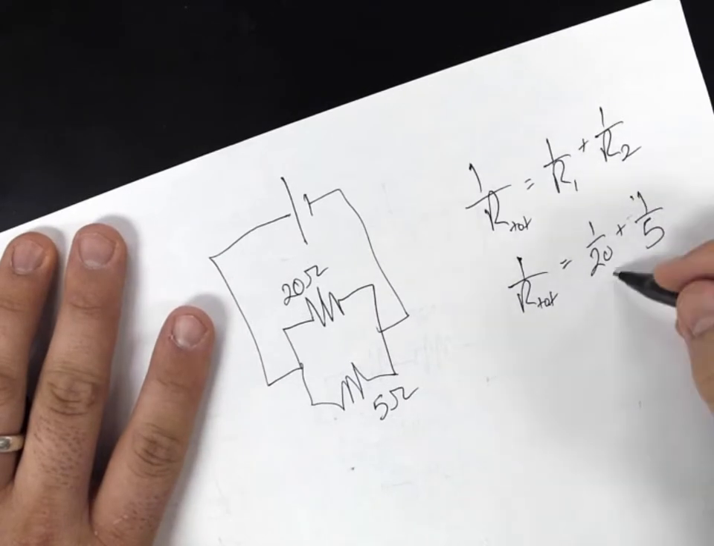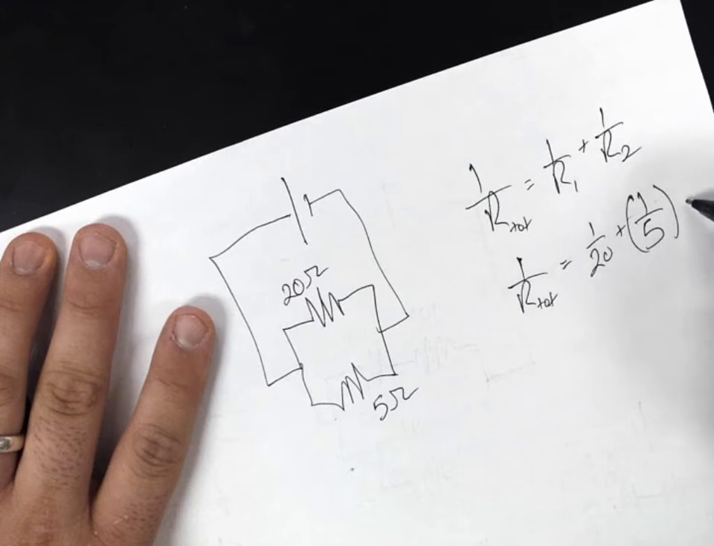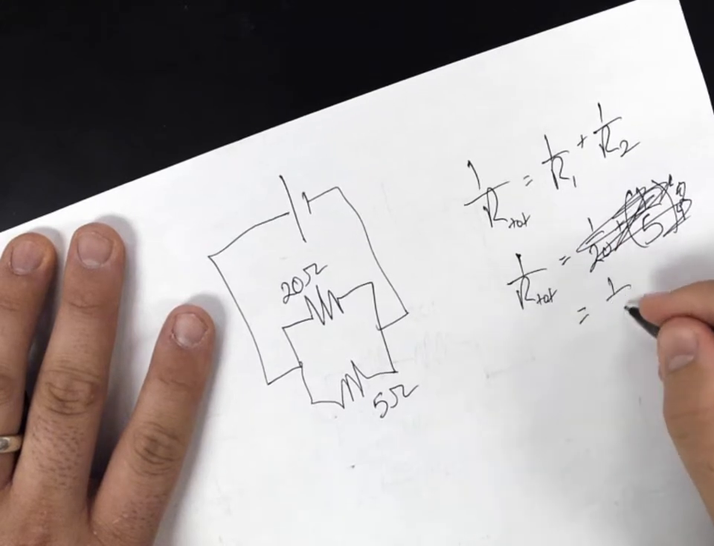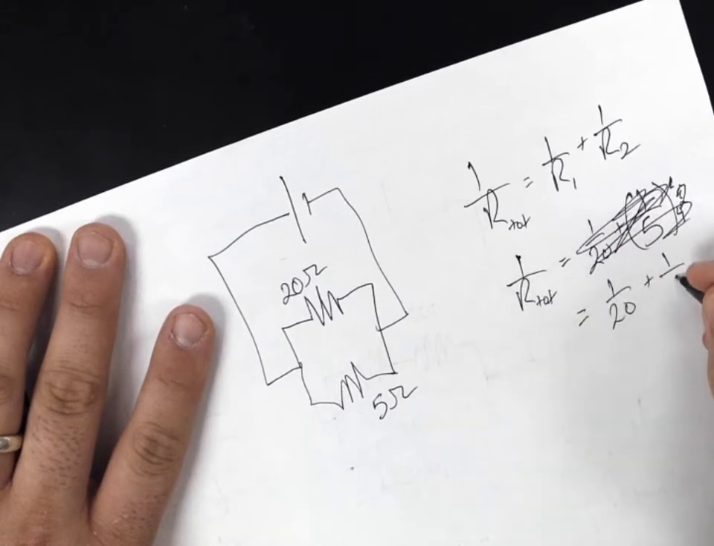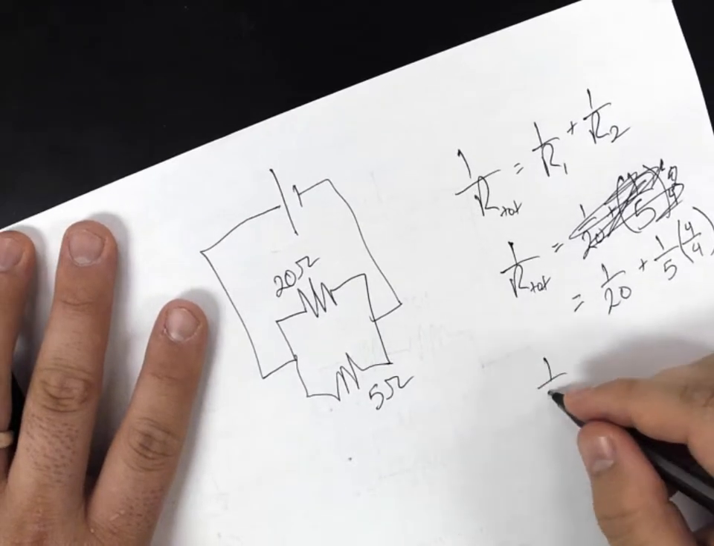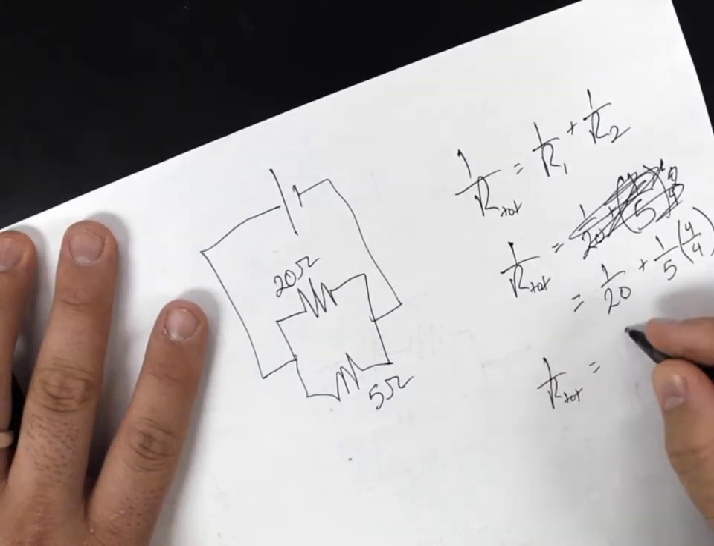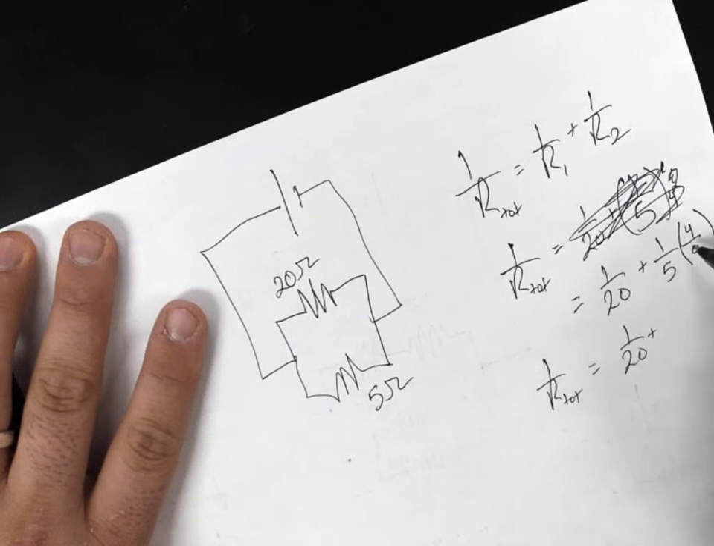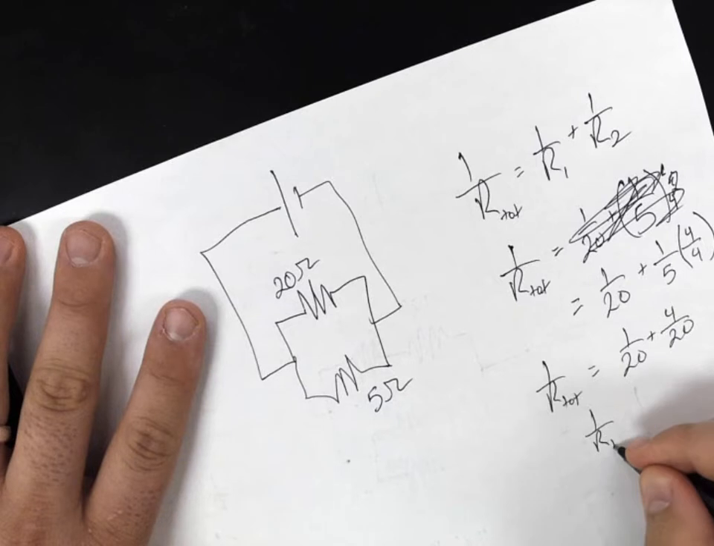Now, to get these to the same denominator, we have to get this 5 up to 20. You do it by multiplying by 4 over 4. I'm going to redraw this entirely. 1 over 20 plus 1 over 5, multiplied by 4 over 4. This ends up being 1 over R total equals 1 over 20 plus 4 over 20. Put those together, you got 1 over R total equals 5 over 20.